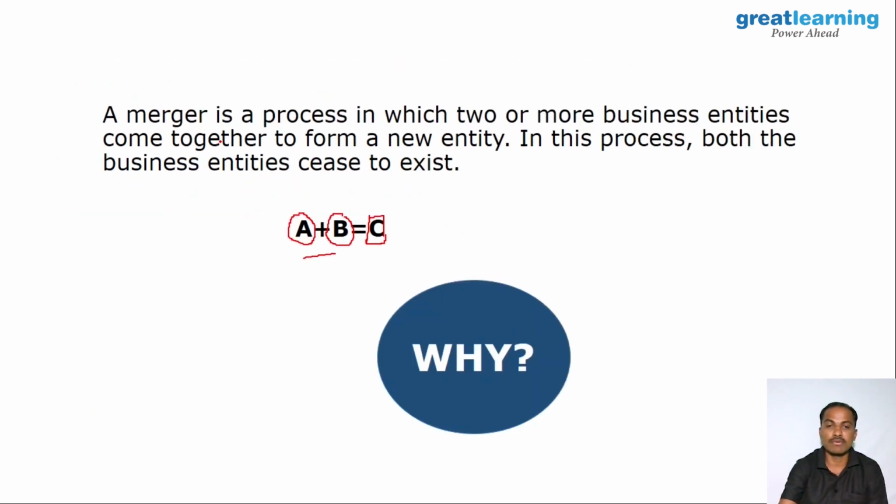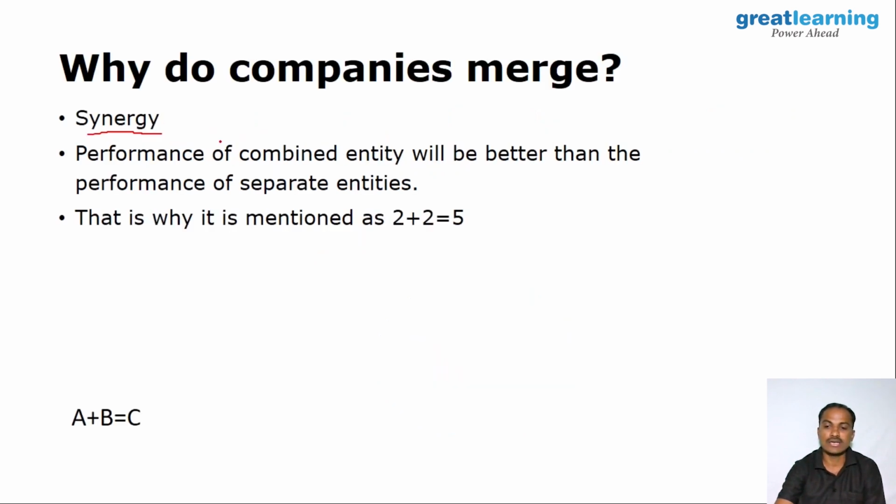In the previous example, the performance of A and the performance of B, when they perform individually, will be different. And when they come together, the performance of this combined entity will be different. That is the reason you have seen that 2 plus 2 is equal to 5. Let's say the performance of company A is 2 and the performance of company B is also 2. But when company C is formed, the performance is 5. This is nothing but the synergy benefit. The performance of the combined entity will be better than the performance of individual entities, and that is why we have mentioned that 2 plus 2 is equal to 5.